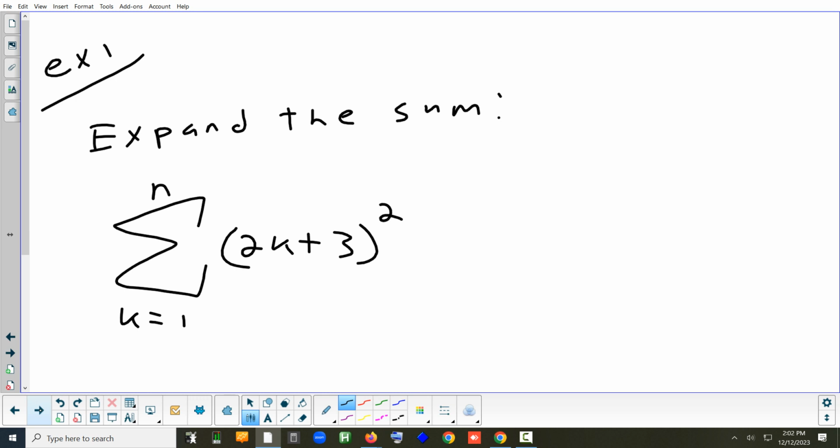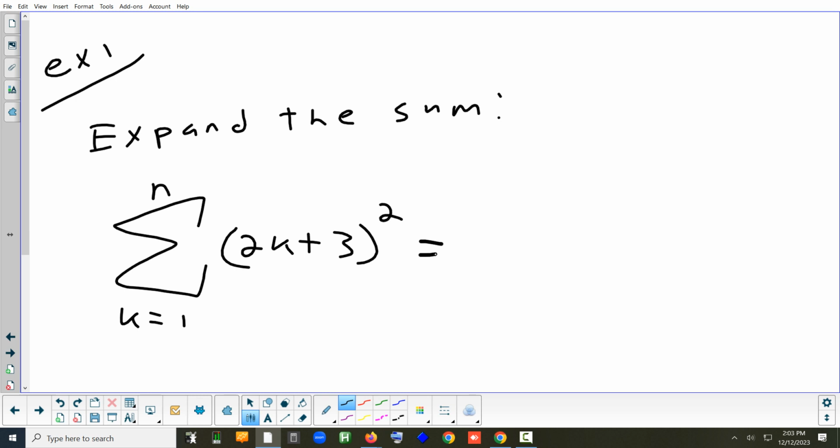Okay. Now, we could do this one. Now, where are they having me stop here? At n. We don't know where n is. So what I usually do then is I do the first 3, and then I put dots, and then I do the last one, which in this case would be plugging in n.